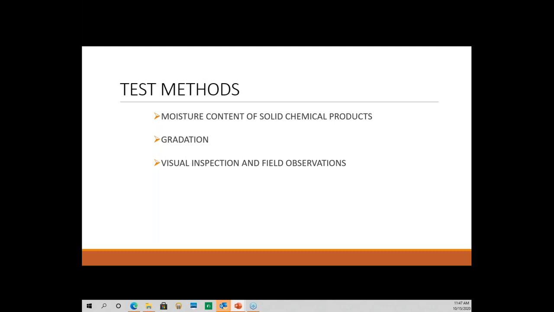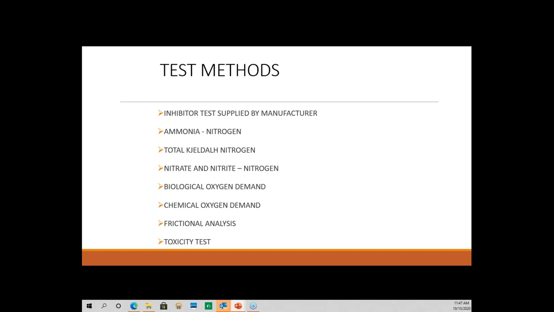Test methods. You need to establish your test methods for each of your products. You want to know the concentration of that product. So how much moisture is in it? Say it's the salt, the calcium, and the magnesium.